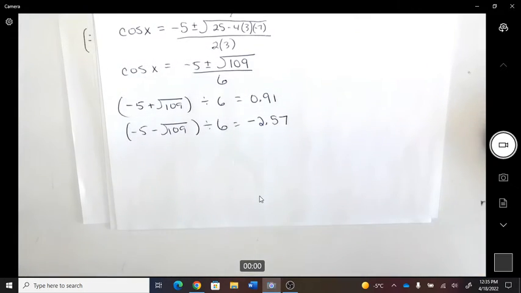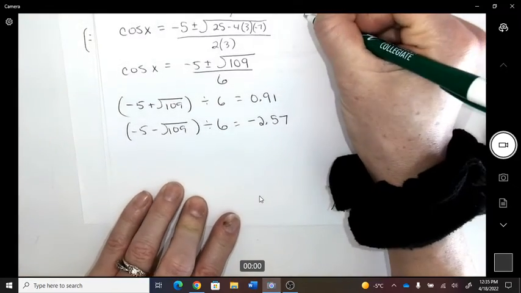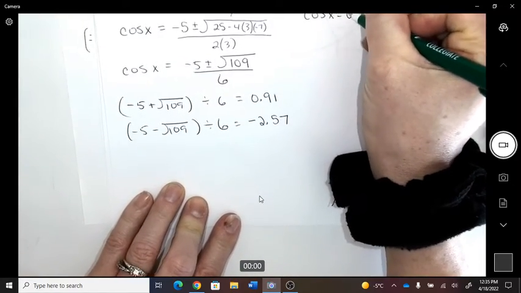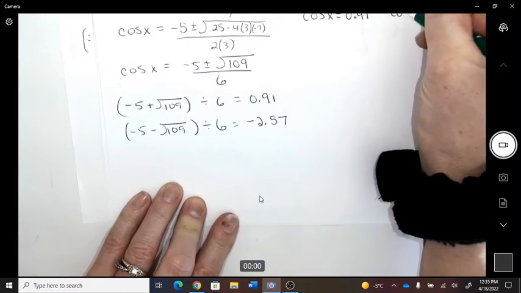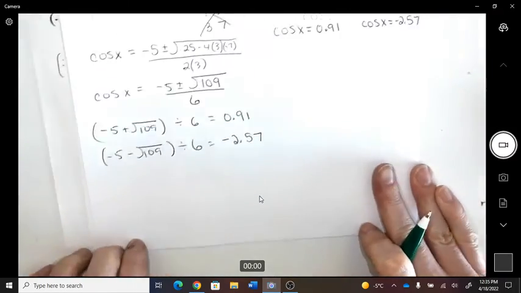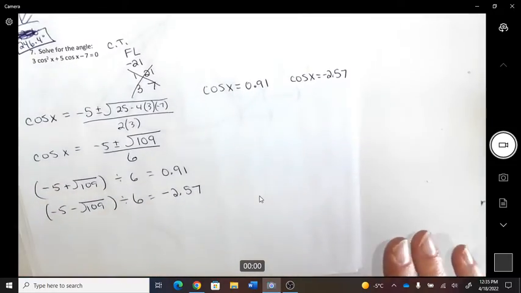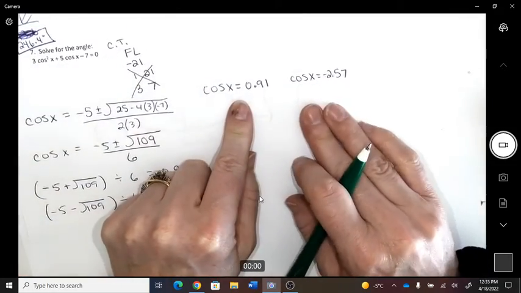Okay, this was us doing algebra. That's all we've done. We haven't done any trig stuff. That was just the algebra. Okay, so here's where I'm at. We did all the algebra, but this is what I'm at now. This is my trig stuff.